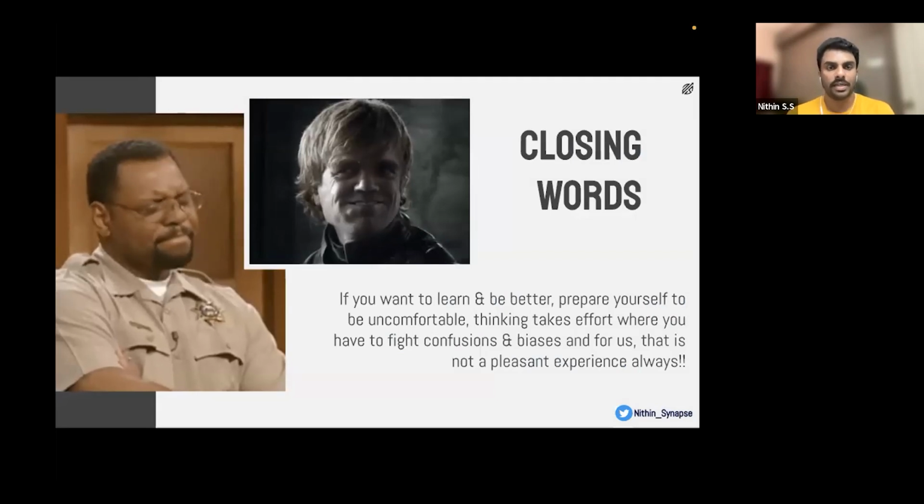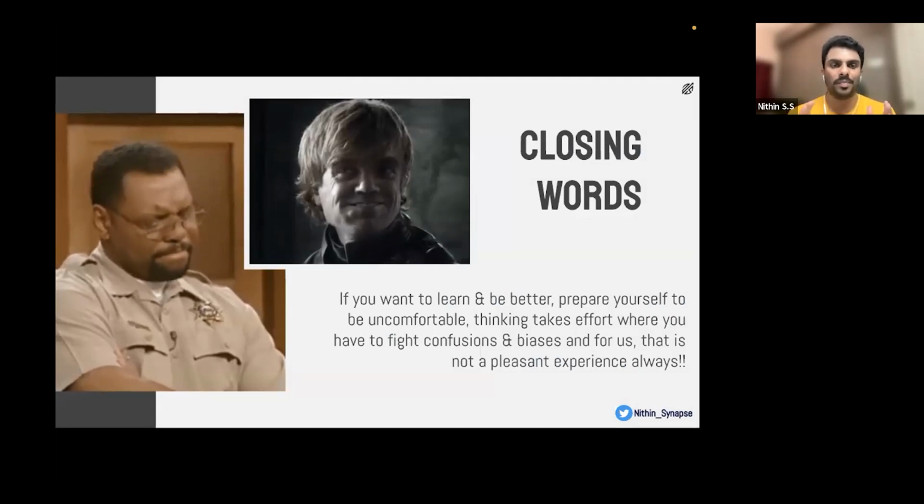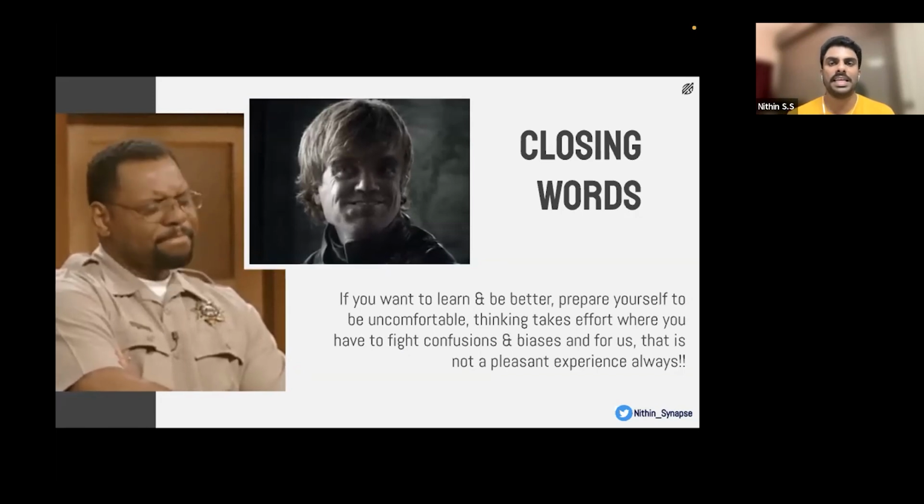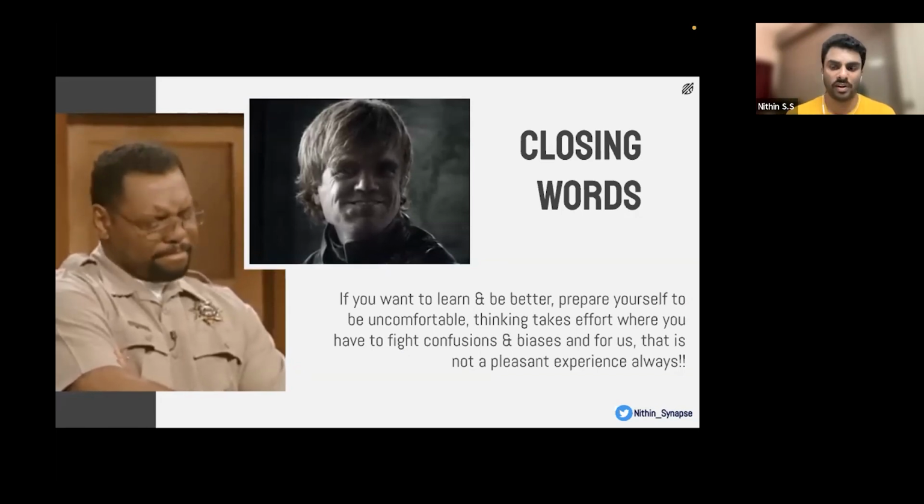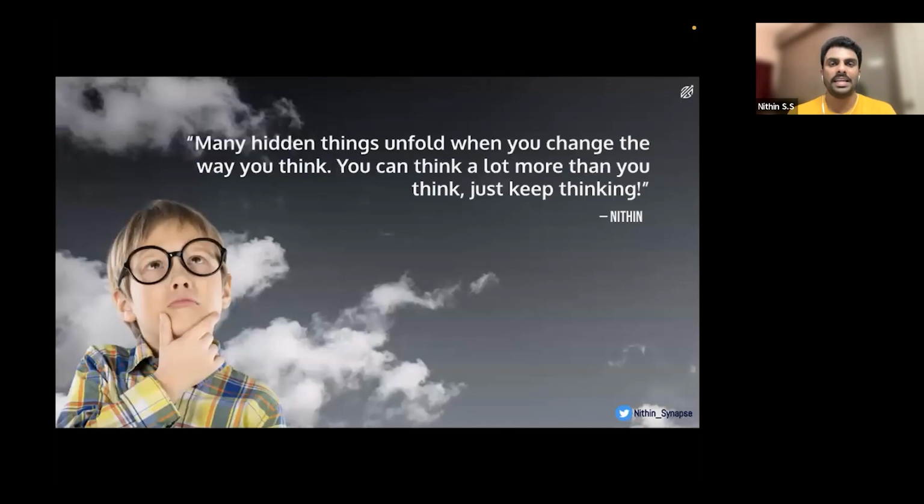So if you want to learn and be better, prepare yourself to be uncomfortable. Thinking takes effort, where you have to fight with your confusions and biases. And it is not a pleasant experience because it takes more effort. And remember, thinking takes practice and it takes more time. So good things take time, but great things take a little longer.